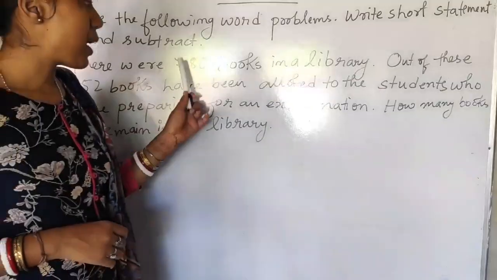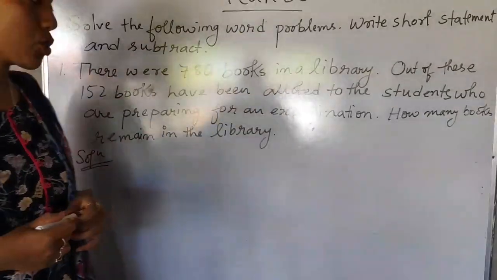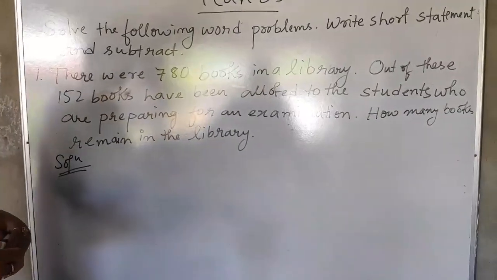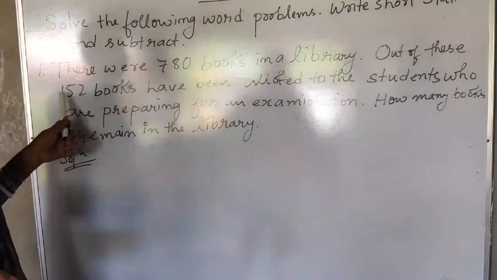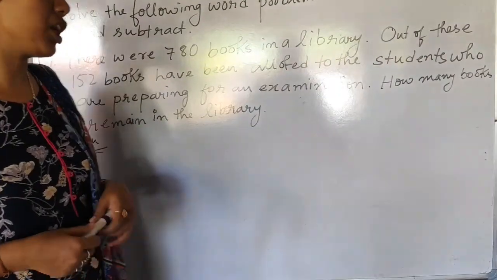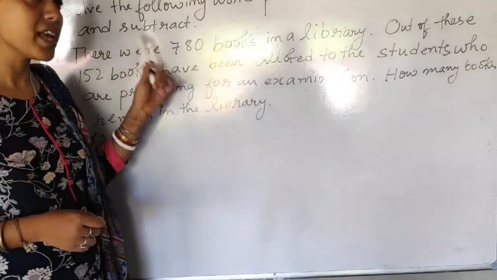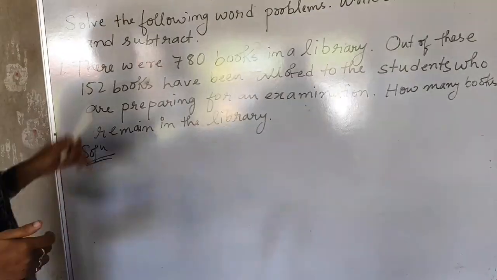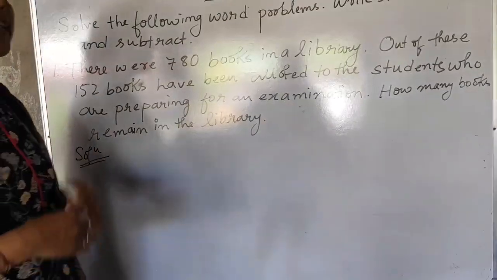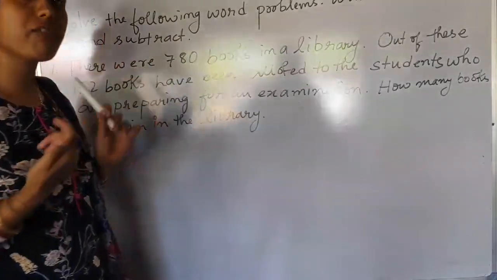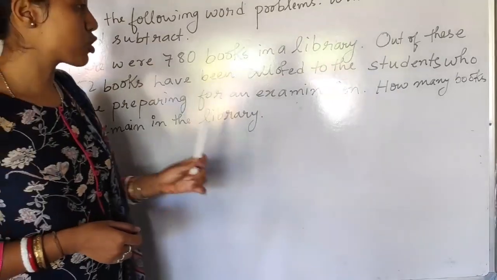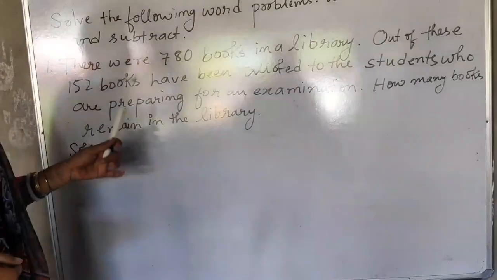There were 780 books in a library. So in a library there were 780 books in total, okay? Out of these, 152 books have been allotted to the students who are preparing for an examination. So out of 780 books in the library, 152 books were given to the students who are preparing for an examination. Since the students are preparing for an examination, the library has allotted them 152 books, okay? How many books remain in the library?